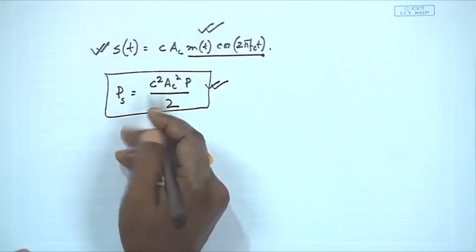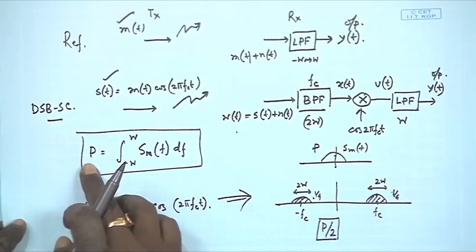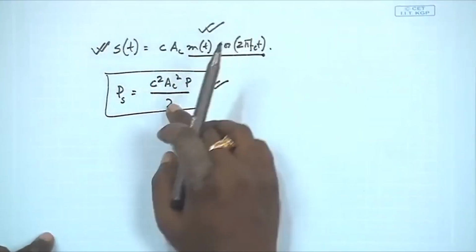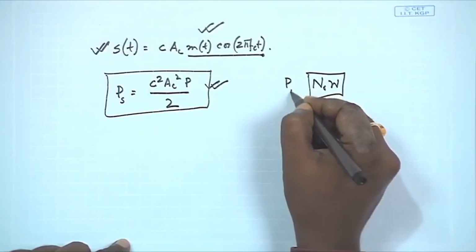So, if this is PS, the same power has to be launched for baseband processing. Instead of launching P power in the baseband, we will be launching this amount of power, C square AC square P by 2. Accordingly, we will amplify the signal and do whatever we need, so that the overall power becomes this. If this is the power, noise remains the same, right. So, what will be the noise power? Noise power will be whatever we have calculated, which was N0W.